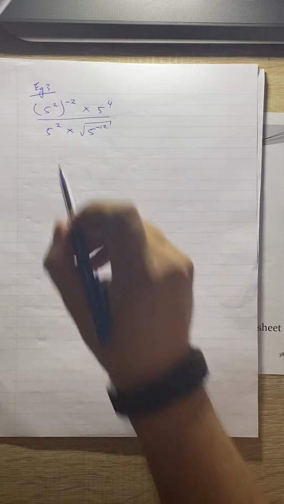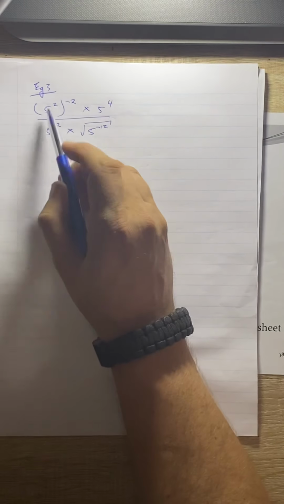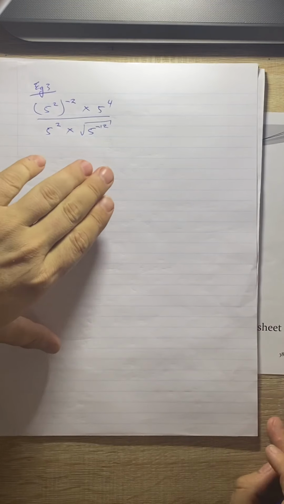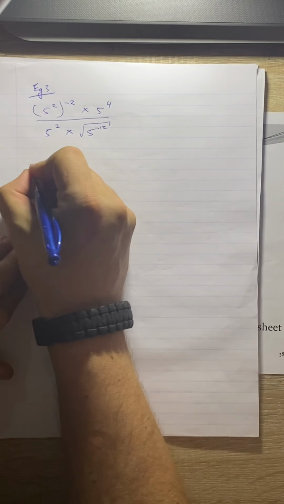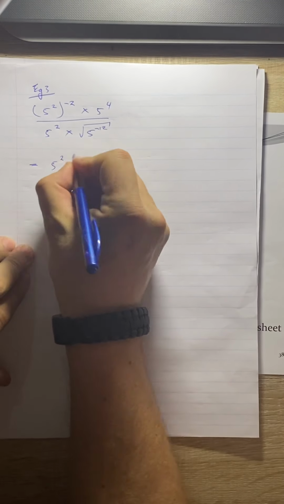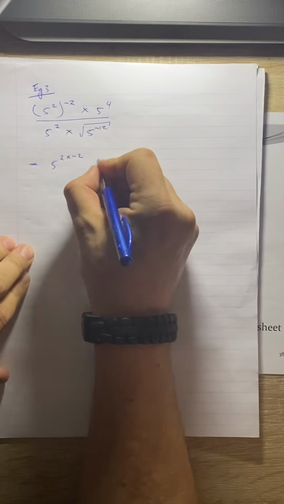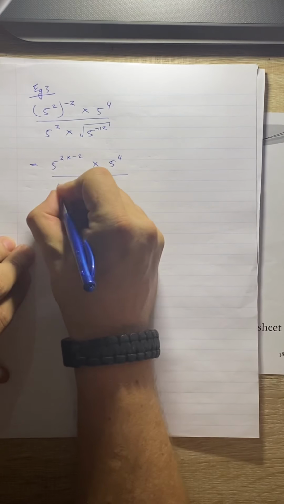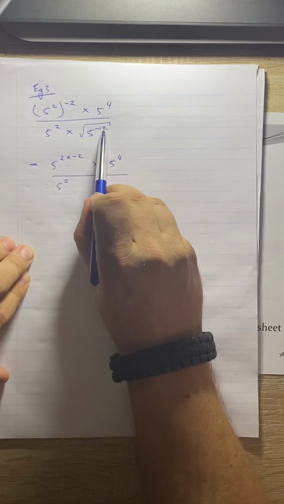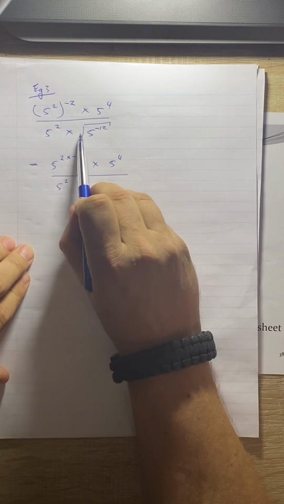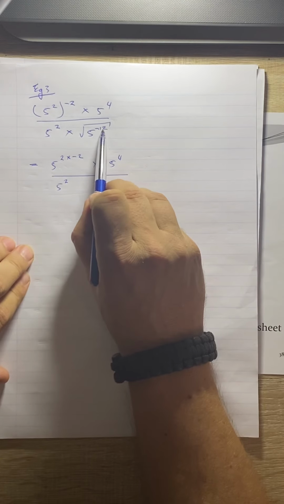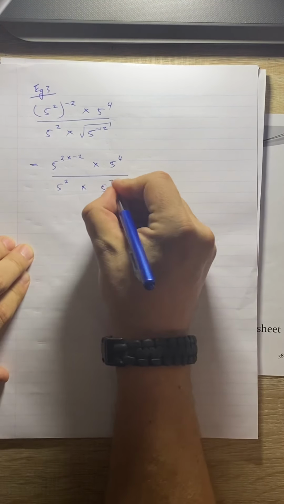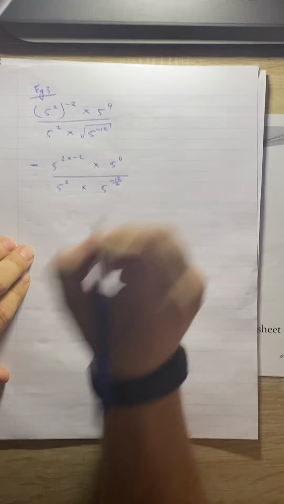Okay, first things first, let's get rid of this bracket here. So we've got something to the power of something raised to another power. So we multiply those exponents. So this would be 5 to the power of 2 times minus 2 times 5 to the 4 all over 5 squared. Now remember what we do here, grade 9s, with a square root, we divide that power by 2. So times 5 to the minus 12 over 2.